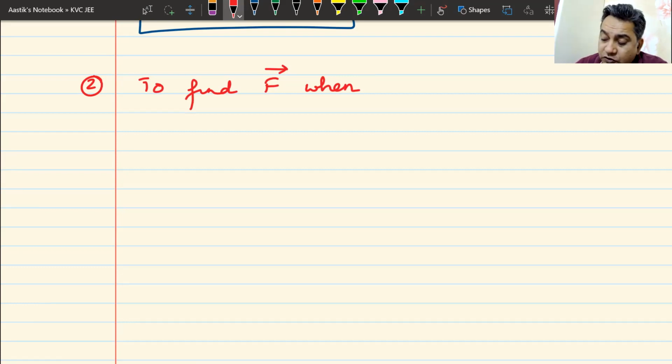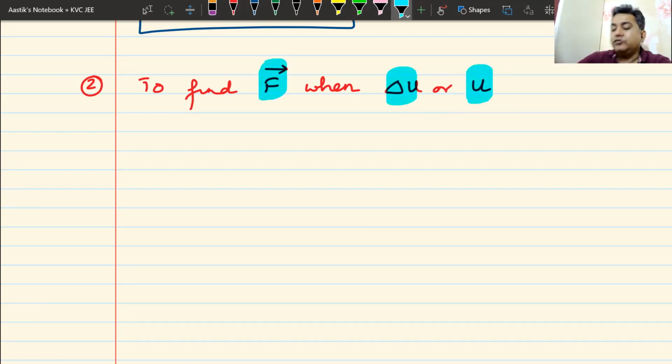To find out force when delta U, or U energy, is given as a function. So here what we are going to do is calculate F when delta U or U, the function of energy, is given. The reverse of this.